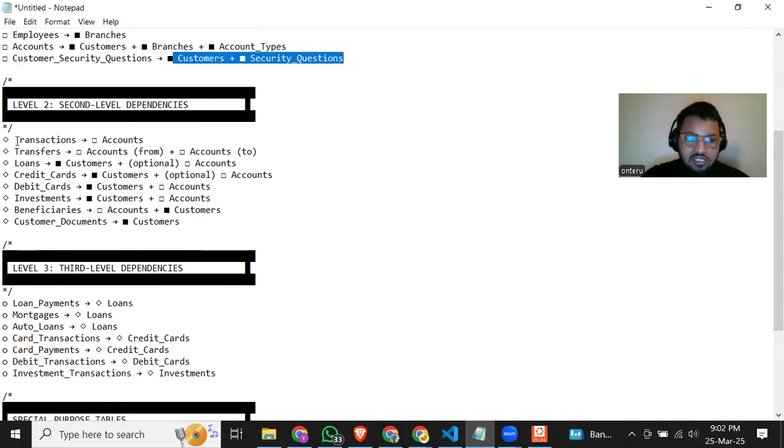Okay, so transactions is the third level of dependencies, which directly depends on accounts. Accounts indirectly depends on customers, branches, and account types. And transfers is one more table which depends on accounts. So accounts is already dependent on some parent tables or independent tables.